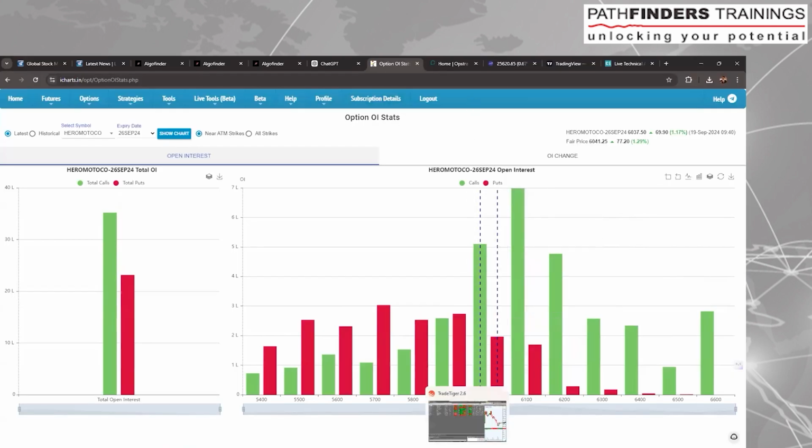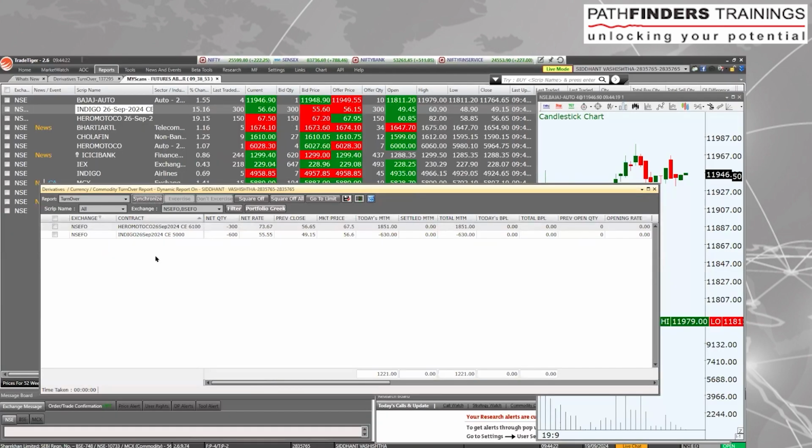6,100 in Hero Moto. I've done two call rights. This I cannot do in Algo in Sher Khan. I can do it in Master Trust. So here I have to do it manually. I don't have a choice.